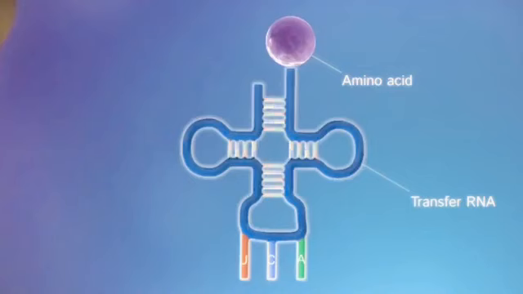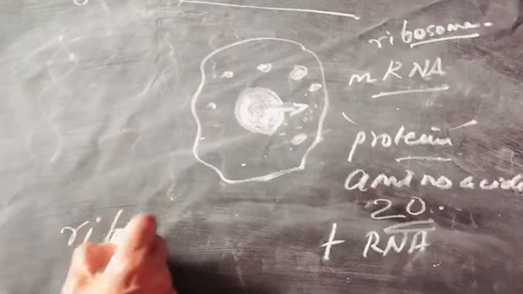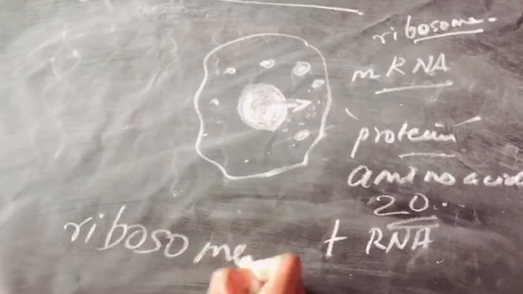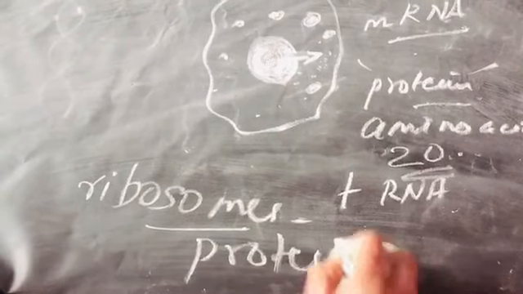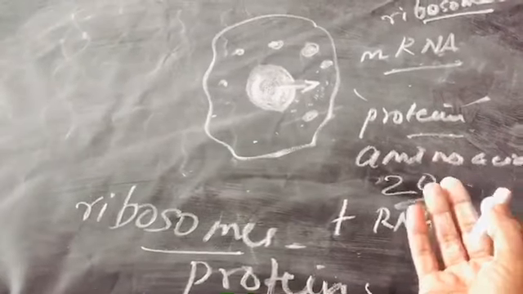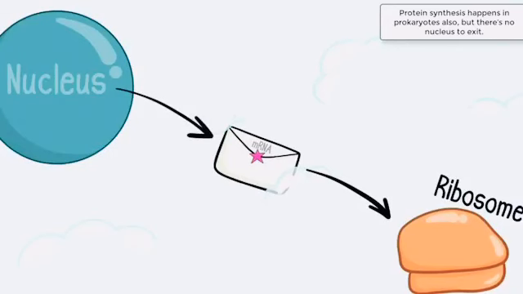tRNA is already present in the cytoplasm. So tRNA brings the amino acids to the ribosomes. So now the ribosome makes protein from the amino acids according to the instruction in the messenger RNA. Remember, messenger RNA has the coded information, and accordingly only the proteins are made.